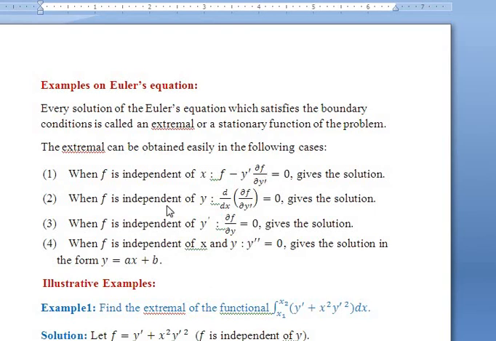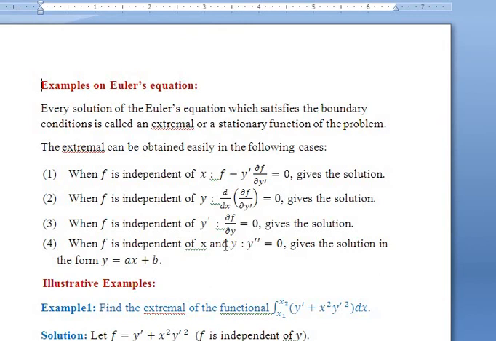The second case is f is independent of y, then this equation gives the solution. When f is independent of y dash, this direct partial derivative of f with respect to y gives the solution. When f is independent of both x and y, then y double dash equal to 0 gives the solution in the form y is equal to ax plus b. So this is a straight line solution. These are the different cases for which we can get the required extremal for any given f. Based on f, we'll get the solution.